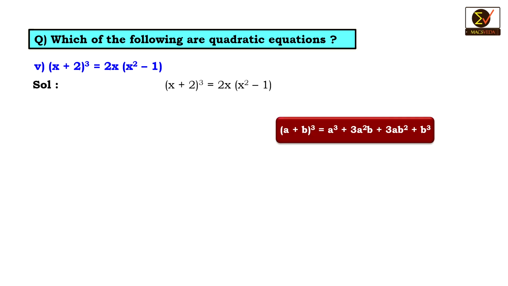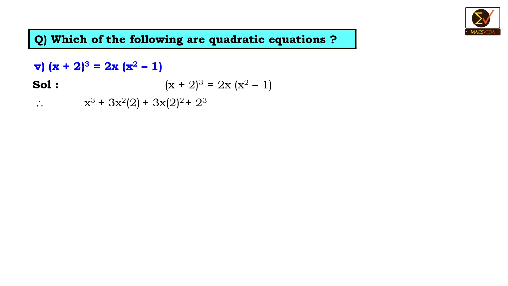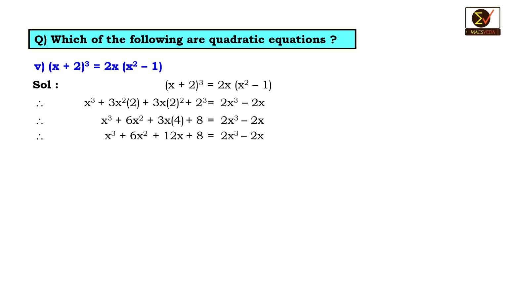Expanding. So we have this formula a plus b whole cube, which is equal to a cube plus 3a square b plus 3ab square plus b cube. Expanding it, we get x cube plus 3x square into 2 plus 3x into 2 square plus 2 cube, which is equal to 2x into x square, which is 2x cube minus 2x. So when you simplify this, x cube plus 6x square plus 3 into 4x plus 8 is equal to 2x cube minus 2x. So which is equal to x cube plus 6x square plus 12x plus 8 is equal to 2x cube minus 2x.